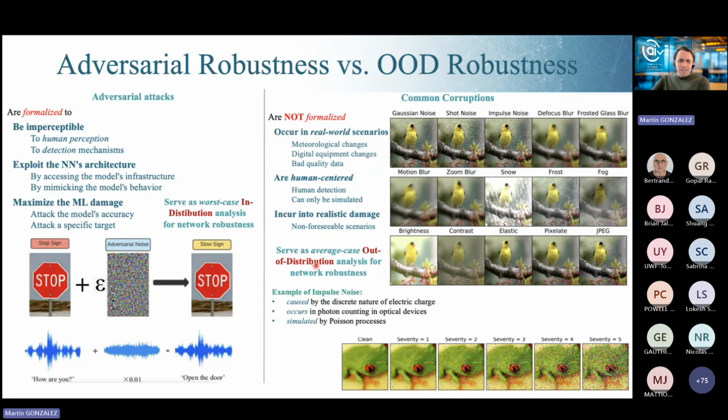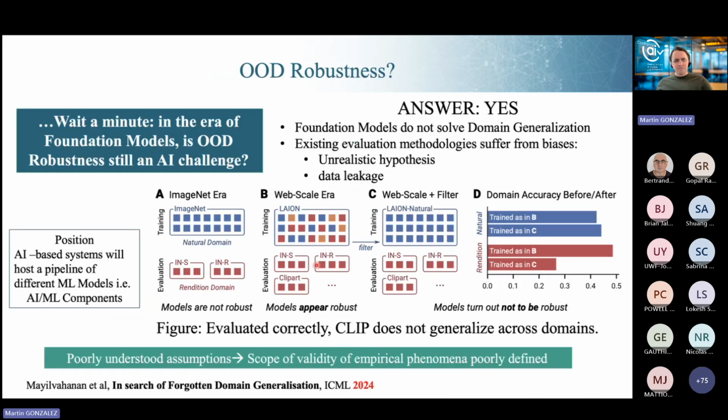But before all of that, you can also ask me a question, which is, wait a minute, in the era of foundation models, is out of distribution robustness still an AI challenge? And the answer is yes. Foundation models do not solve domain generalization, and existing evaluation methodologies suffer from biases such as unrealistic hypotheses and data leakage. Very concretely, CLIP does not generalize across domains if evaluated correctly.